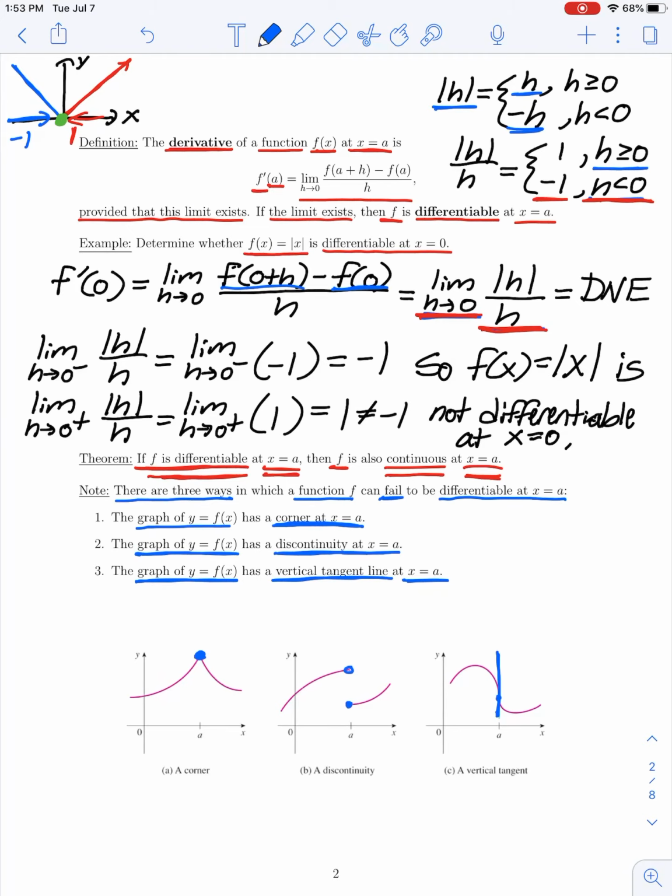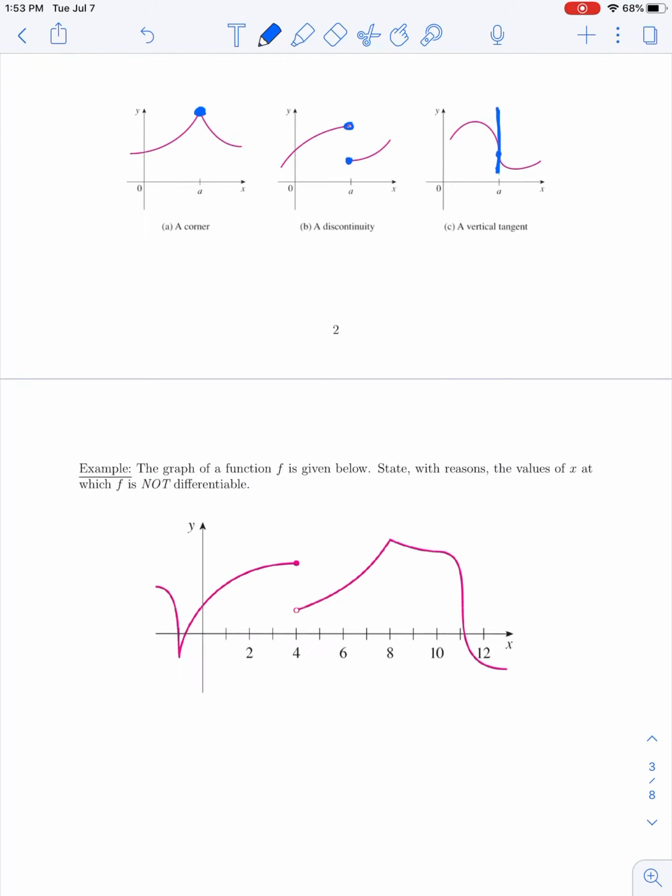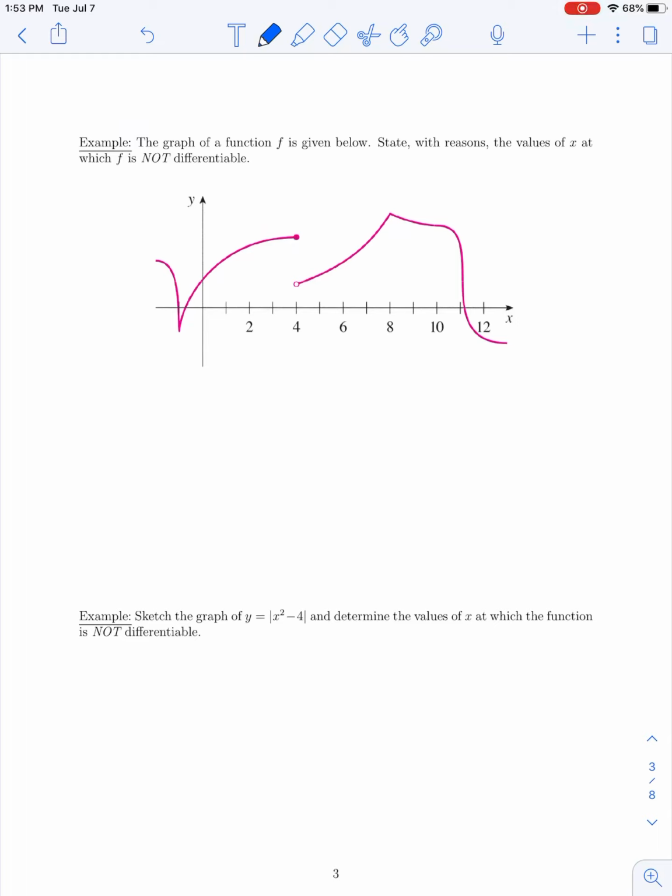So now that we've discussed these different types of ways for a function to not be differentiable, let's look at an example. Here we are given the graph of a function f below, and we are told to state with reasons the values of x at which the function f is not differentiable.